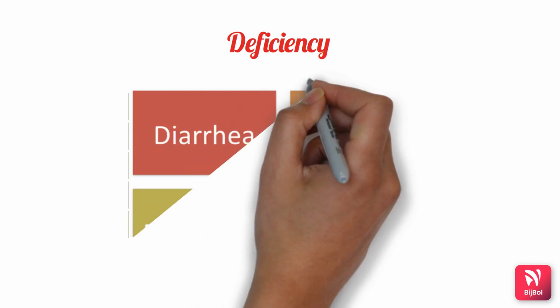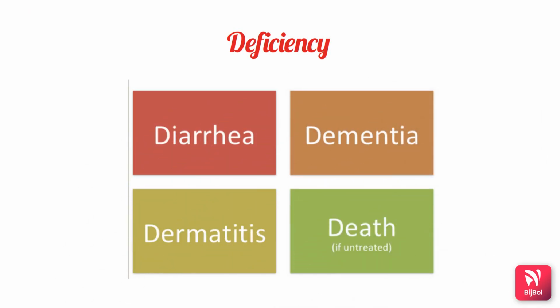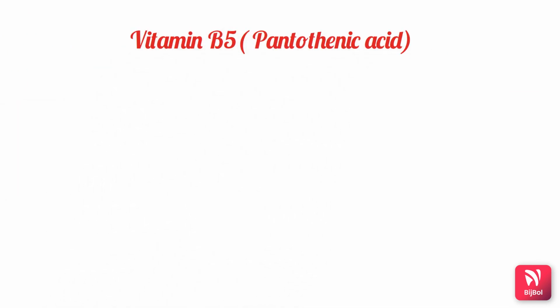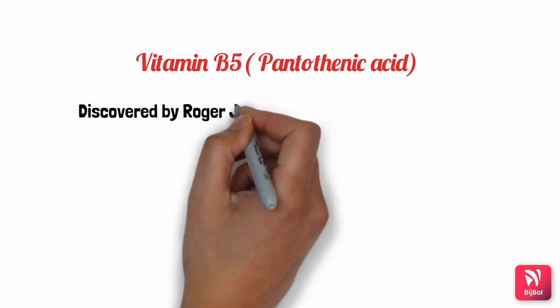Now coming to the deficiency symptoms, it results in diarrhea, dementia and dermatitis. If untreated, it leads to death. Coming to the next B complex vitamin, that is vitamin B5, also called pantothenic acid.